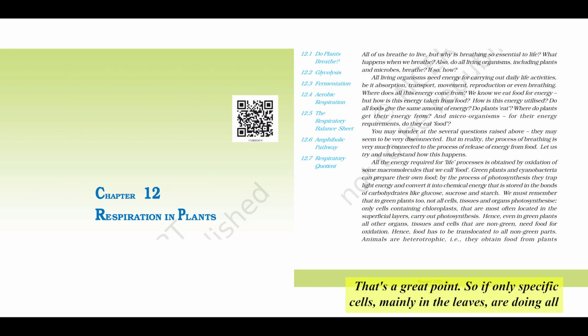That's a great point. So if only specific cells, mainly in the leaves, are doing all the photosynthesis, how do parts like the roots, which are buried underground, or the woody, non-green parts of the stem, get their energy? Does that mean the food has to be transported to them, much like our blood circulates nutrients throughout our body? That's an excellent, insightful question, and you've hit upon a crucial mechanism in plant physiology.